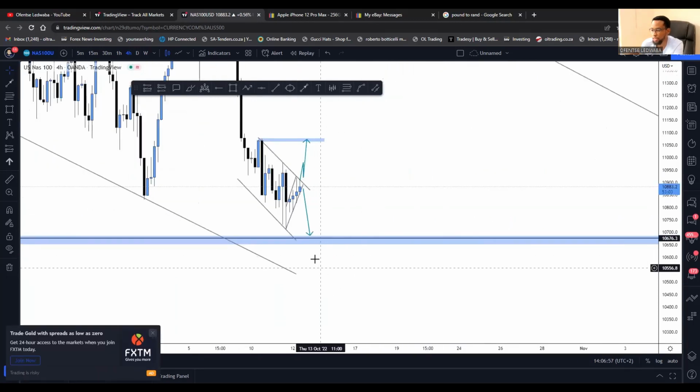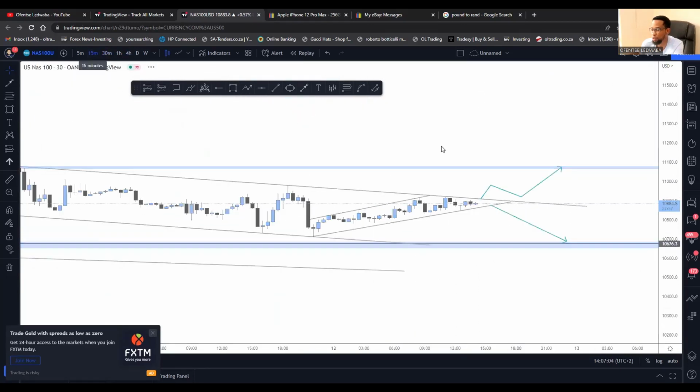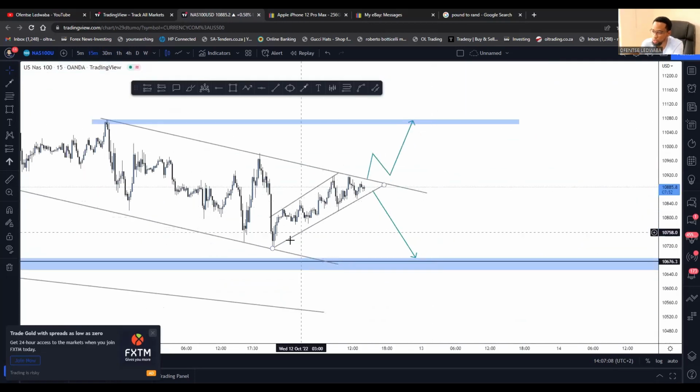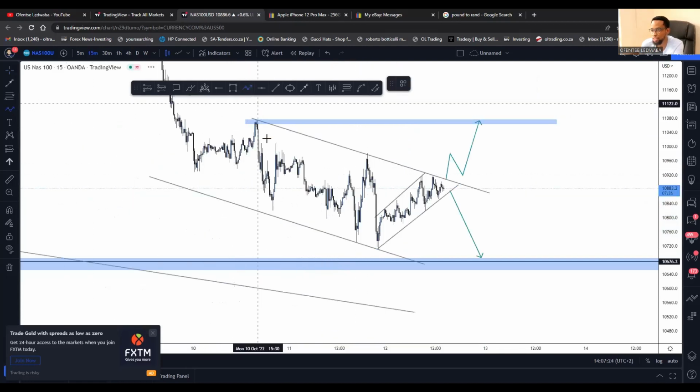The ultimate decider. But now you can see what I'm looking at now. 15 minutes is given. So for you to be safe, don't sell now. Don't buy now. Wait for the break to the upside to show that it has broken out of this sell trend, downward trend, because you can see we're pushing down.